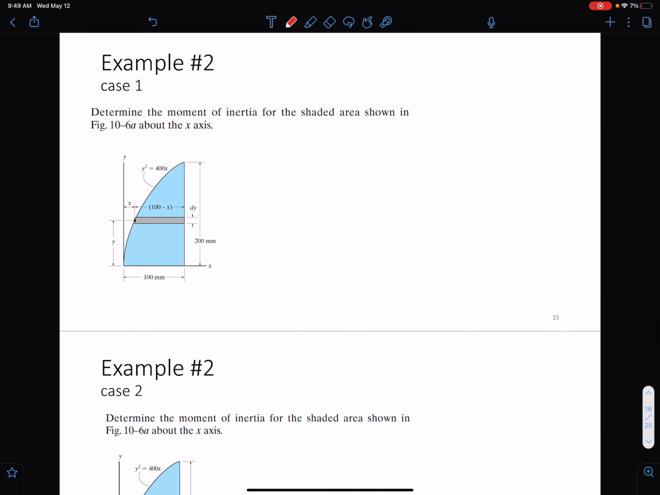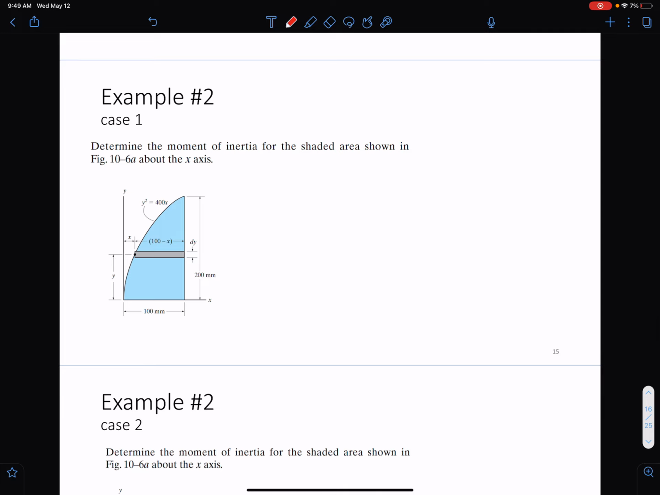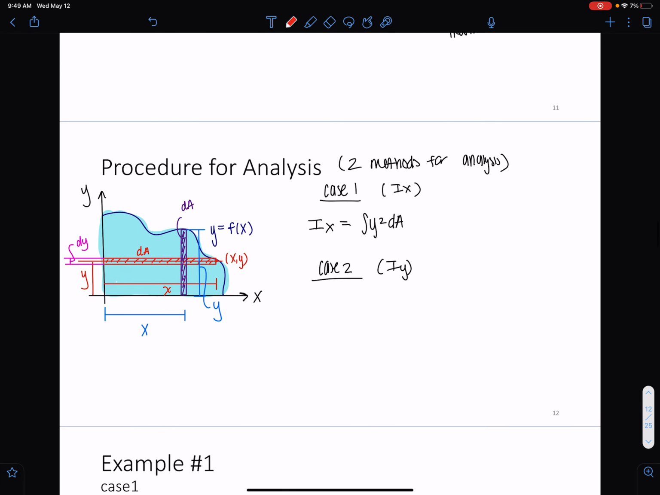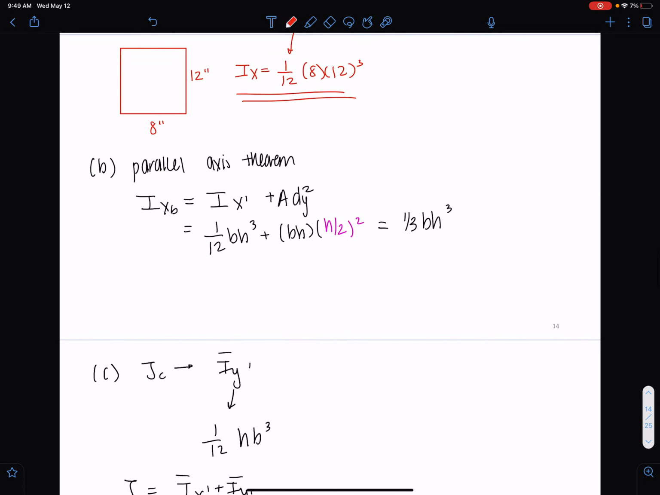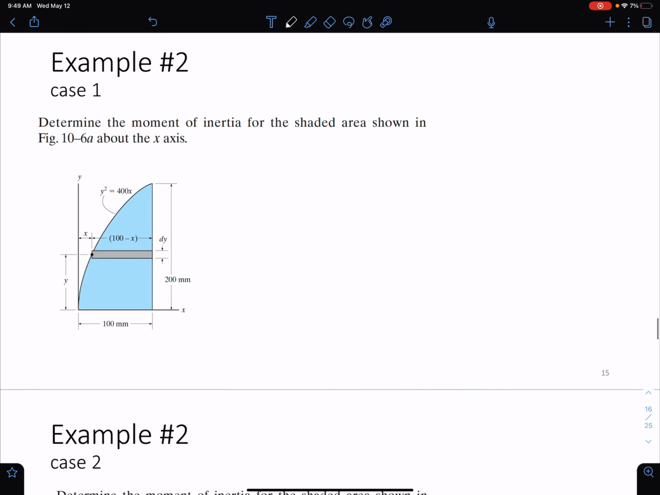All right, let's do another example. This is going to be a case 1 example, because we have the element oriented like we have here for case 1 in the X. We're going to do a case 1 and a case 2 next. So example 2, let's determine the moment of inertia for the shaded area shown here about the x-axis. It's case 1 because we're looking for Ix.